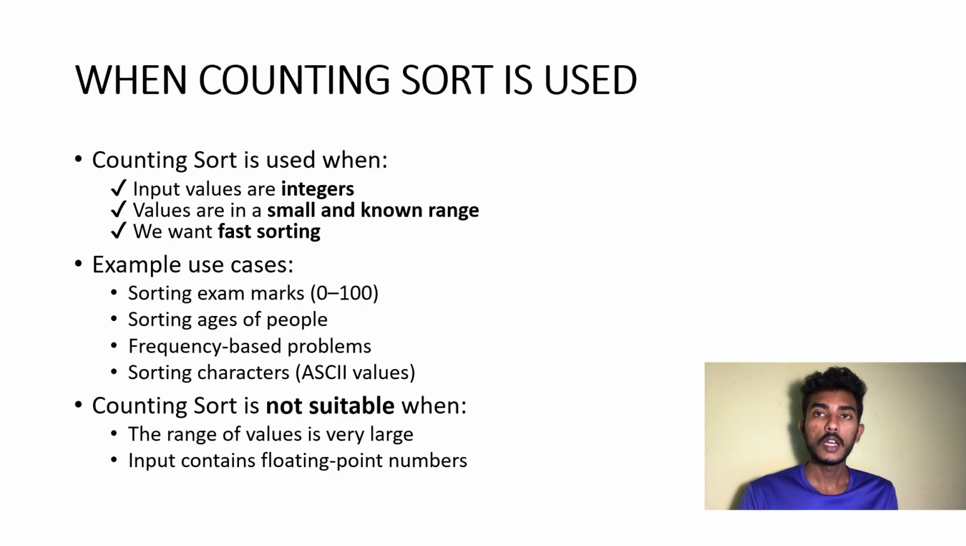So now we are going to learn about when counting sort is used. First one is input values are integers. Values are in a small and known range. We want fast sorting. Example: sorting exam marks, sorting age of people, frequency based problems, sorting characters.